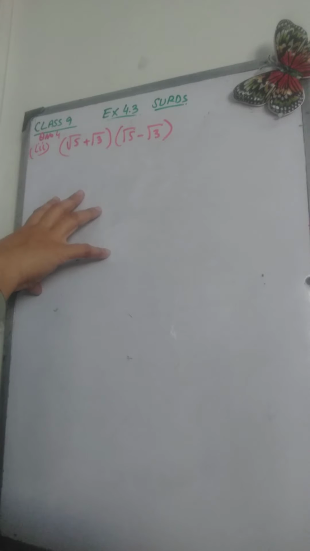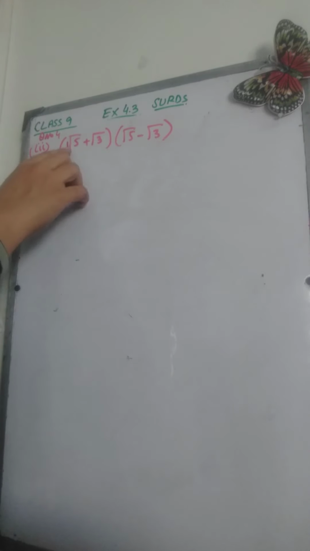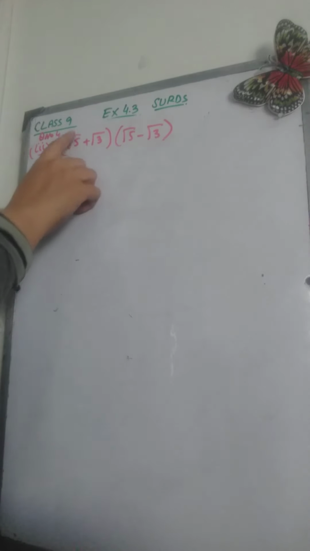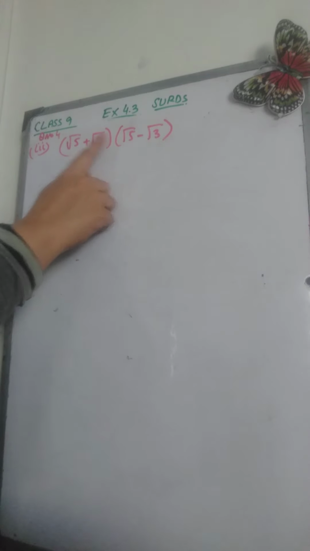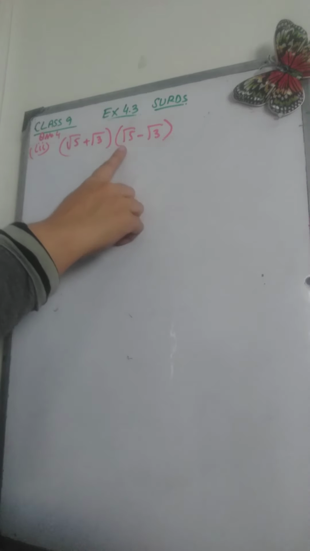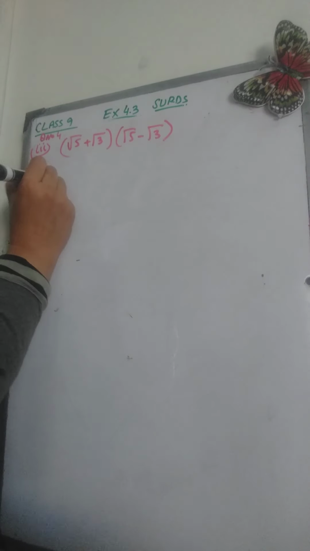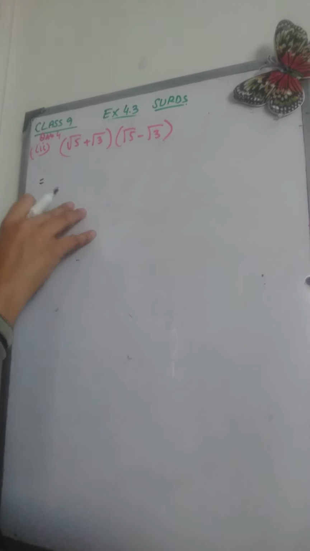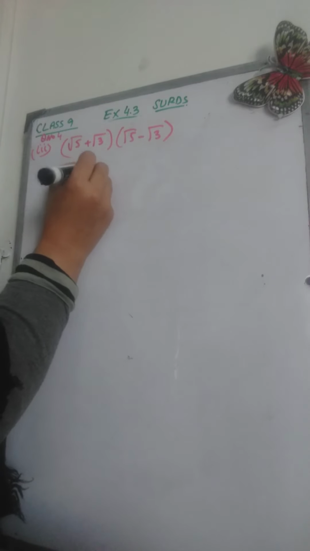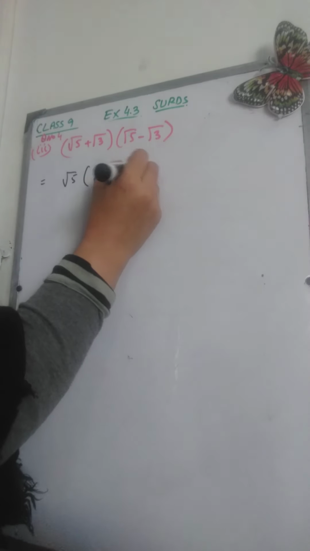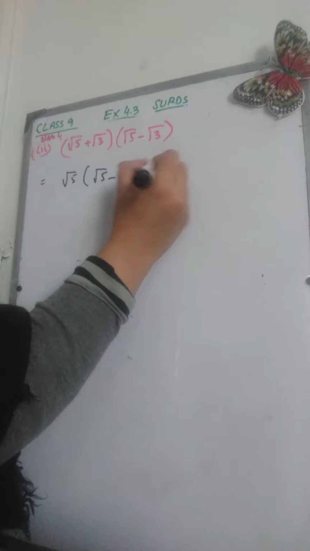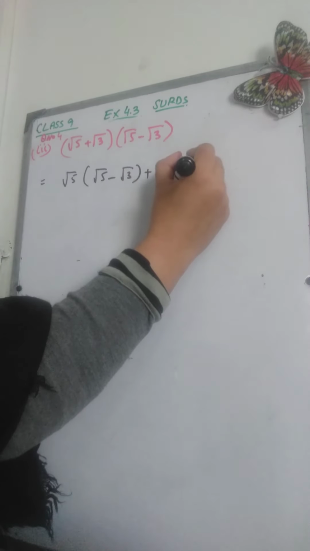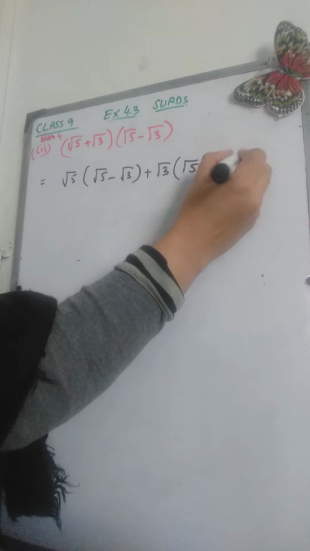The method is the same as bracket multiplication in algebra. You are going to pick the first number and multiply it with each and every element of the second bracket, and then you are going to pick under root 3 and multiply it with each and every term of the second bracket. Pick under root 5, multiply it with the second bracket, then pick plus under root 3 and multiply it with under root 5 minus under root 3.